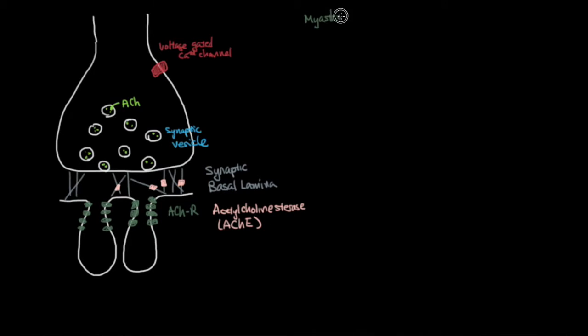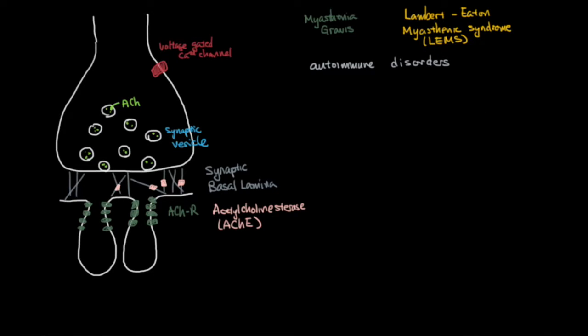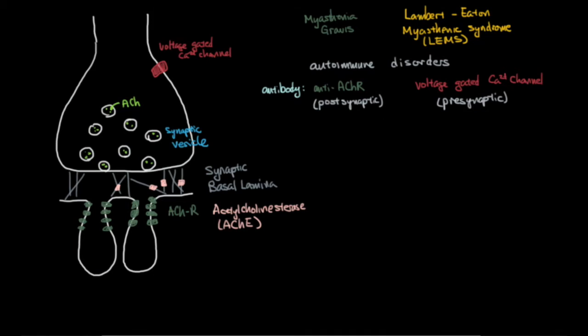The two diseases we're going to talk about today are myasthenia gravis and Lambert-Eaton myasthenic syndrome. Both of these are autoimmune-mediated diseases, which means that the body produces antibodies that target itself. The difference between these two is that in myasthenia gravis, the antibodies target the postsynaptic acetylcholine receptors, whereas in Lambert-Eaton syndrome, the antibodies target the presynaptic calcium channels. Both diseases cause proximal muscle weakness.